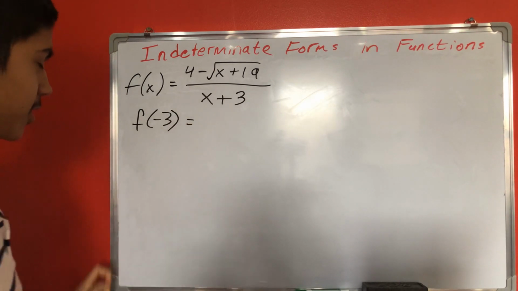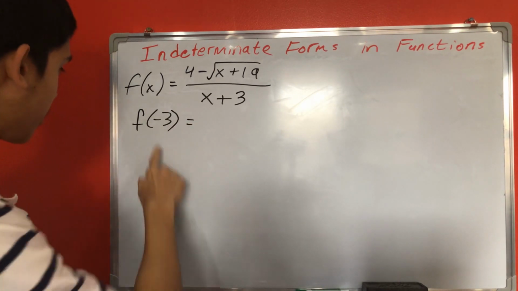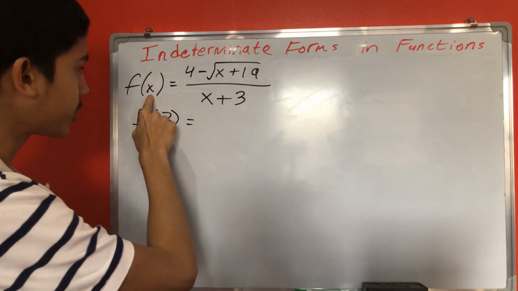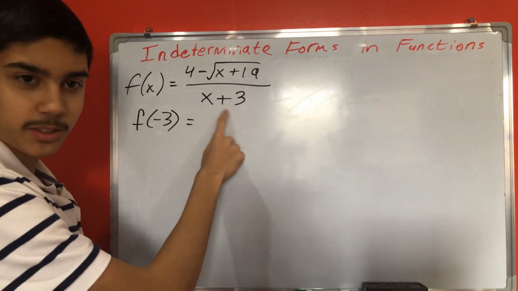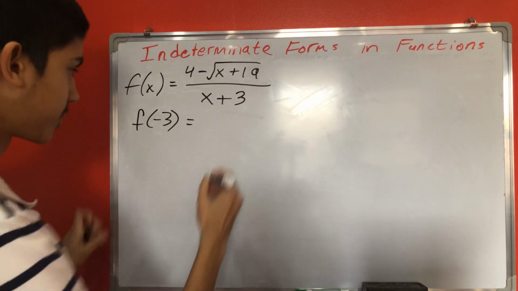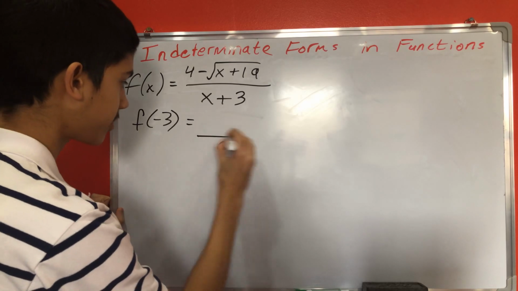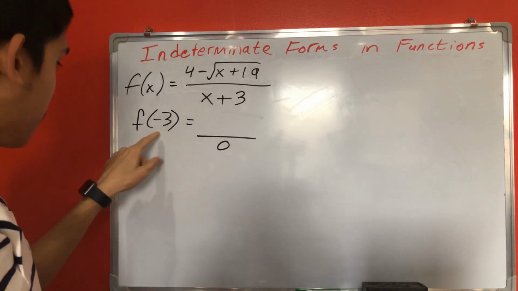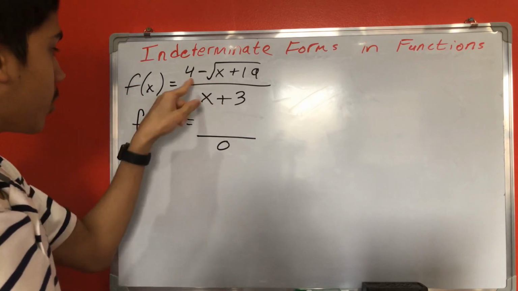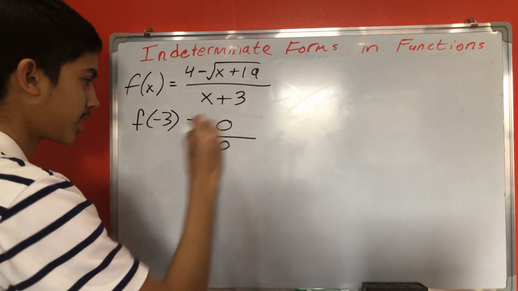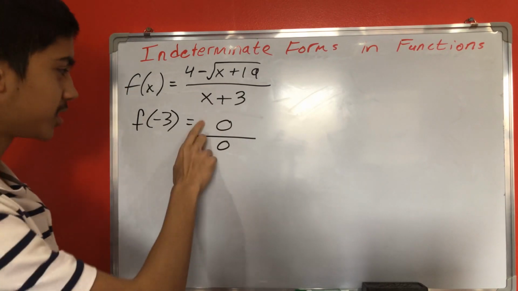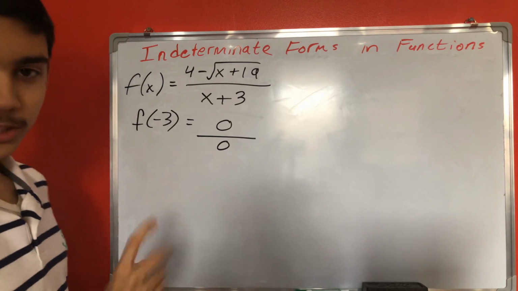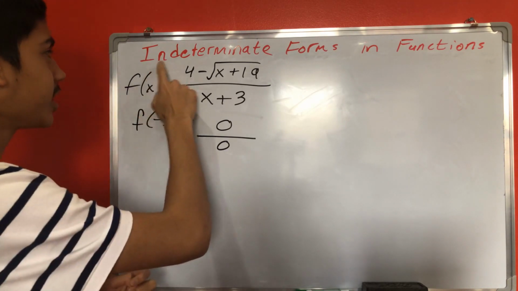The reason this is going to be indeterminate is when we are calling f of negative 3. When negative 3 is substituted for x, the denominator is 0, and we cannot divide by 0. But if we plug in negative 3 for the top, we'll also get 0. So when we have 0 over 0, it's a special case, and we call it indeterminate.